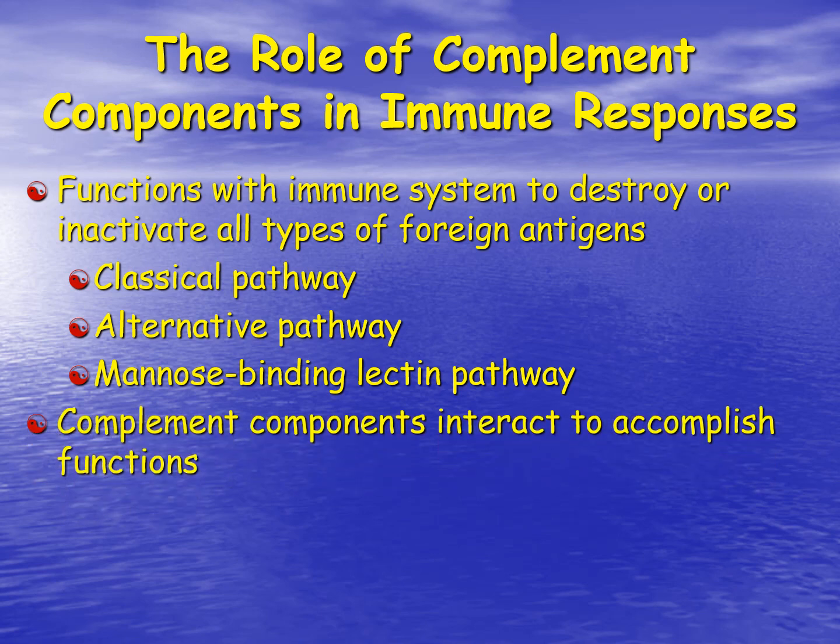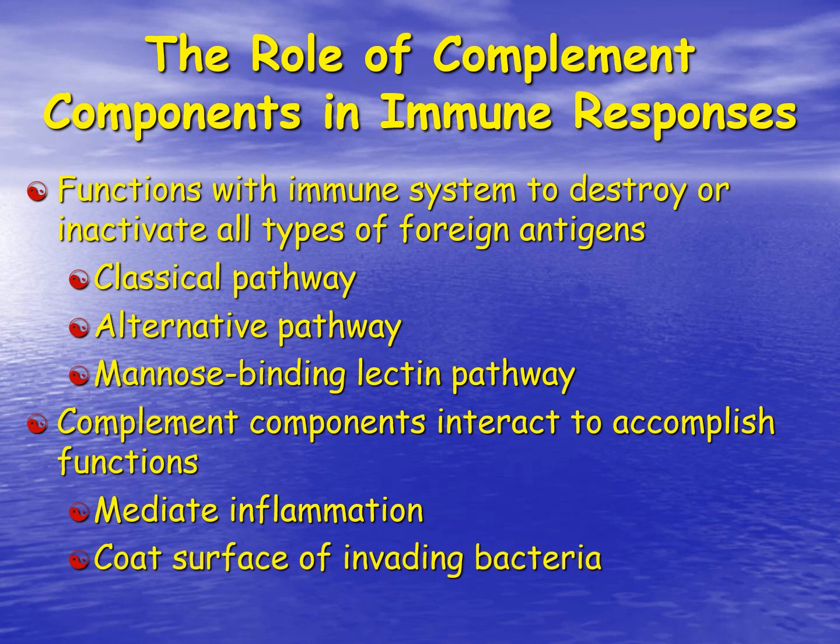Complement proteins that are produced by the complement cascade will then interact to accomplish several different functions. One is they can mediate and enhance inflammation. They will coat the surface of invading bacteria, causing something known as opsonization. Opsonization is basically highlighting something for phagocytosis. And they can generate something known as the membrane attack complex, which is a series of these complement proteins that act together to punch holes in foreign cell membranes.